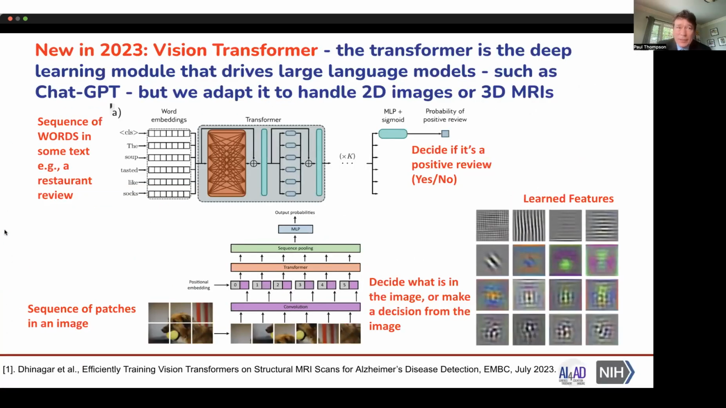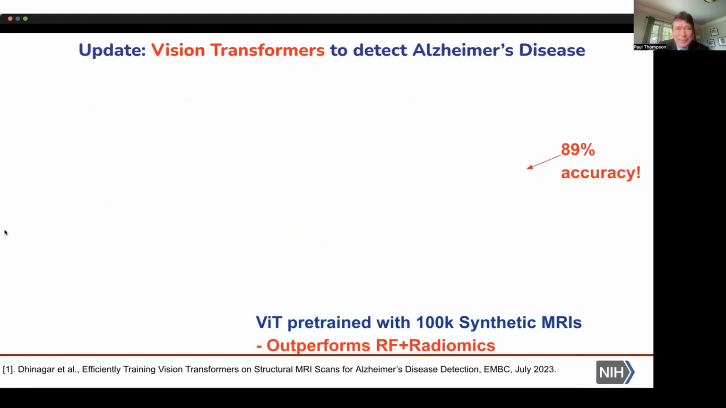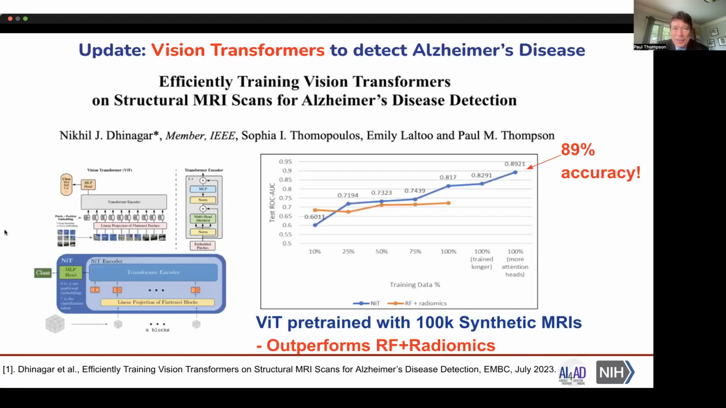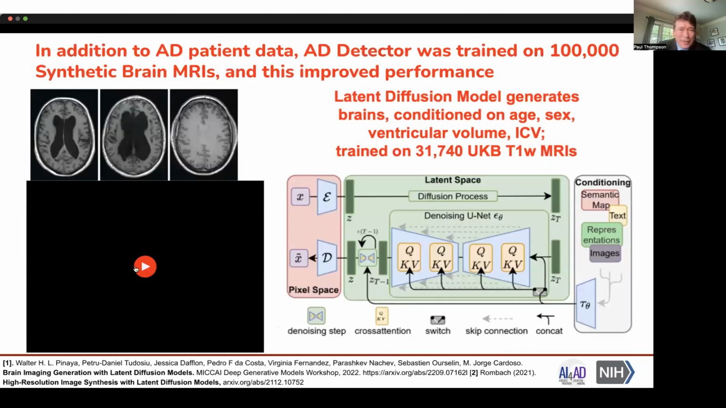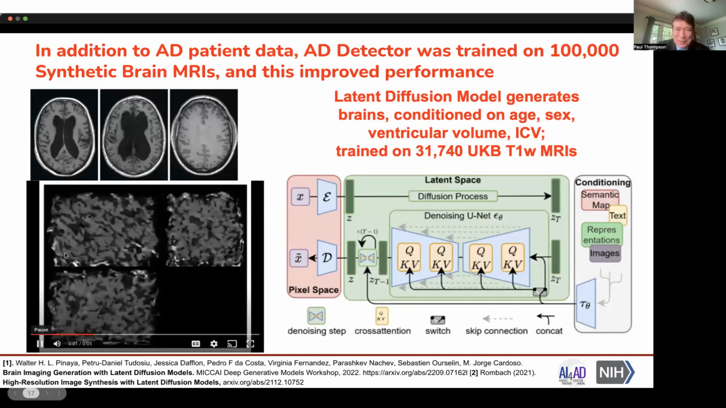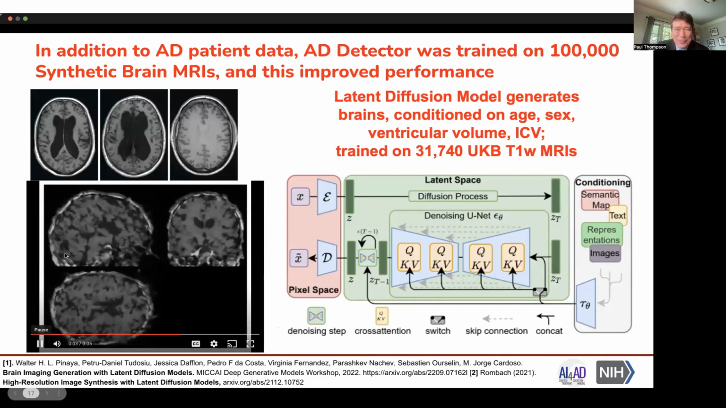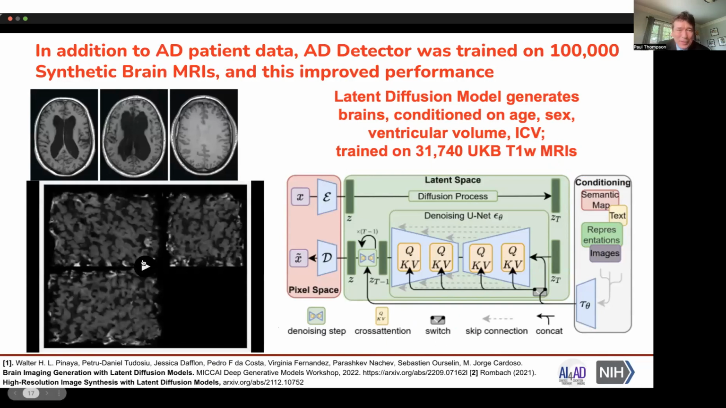More recently, we've been trying so-called vision transformers. A transformer is the deep learning module that drives large language models such as ChatGPT, but we've been adapting it to handle 2D or 3D MRI scans. This new paper from our group, Nikhil Dinagar as first author, shows that these so-called vision transformers can actually give very, very high accuracy in detecting Alzheimer's disease in a scan. And they're trained, just out of interest, on synthetic MRIs as well as MRIs from patients. This is a latent diffusion model that can generate MRIs, and it's been found very beneficial.